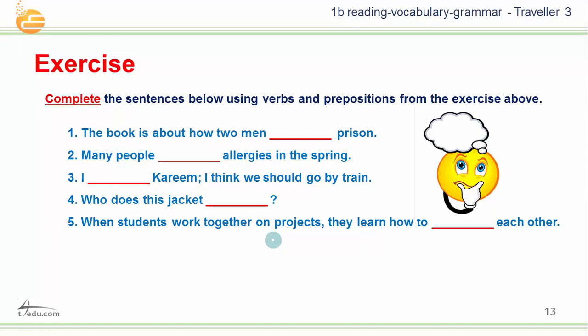Now let's complete the sentences below using the verbs and prepositions from the exercise above or the previous exercise. We had too many verbs that come with different prepositions like from, with, and to. So what do we need here? We need to fill in a space. The book is about how two men escaped from prison. So the book is about how two men escape from the prison.